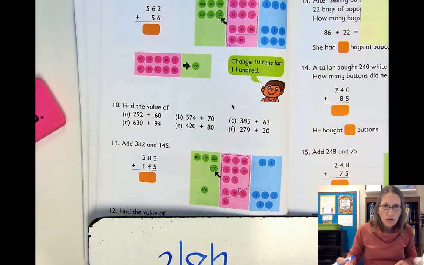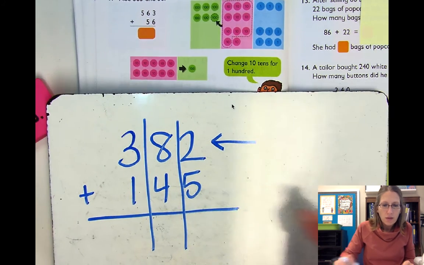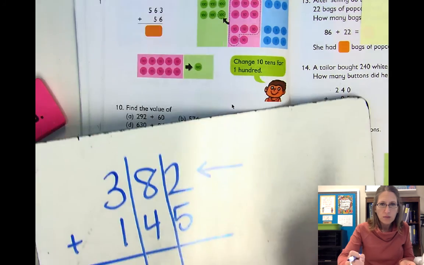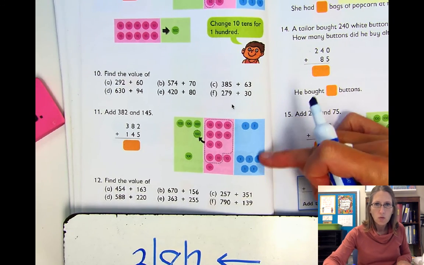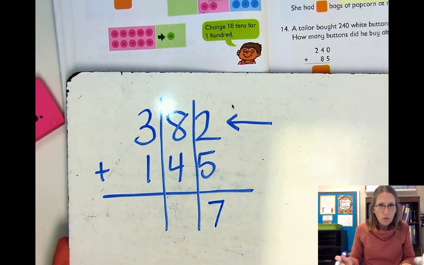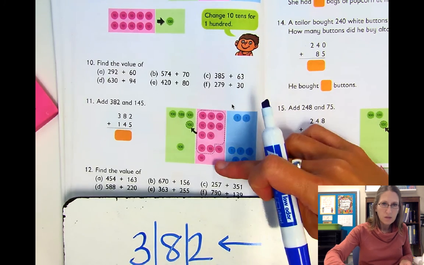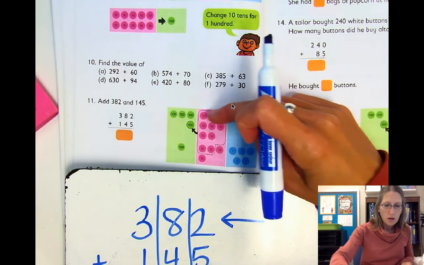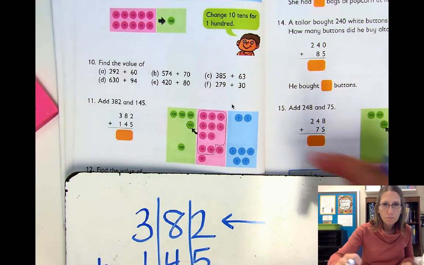Alrighty, so we always start in the ones place, and we always start at the top. So I sometimes like to draw an arrow there to show we always start at the top. So we have 2 plus 5, 2 ones plus 5 ones. And they're showing us what that would look like here. We have 2 plus 5, and we can do that because that's just 7. Now when we move over here to the tens place, now we have 8 plus 4. 8 plus 4, we know 8 plus 2 makes 10, and then we have 2 left over.